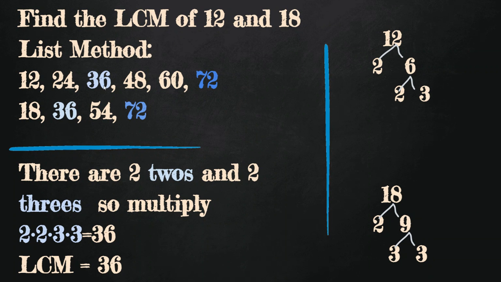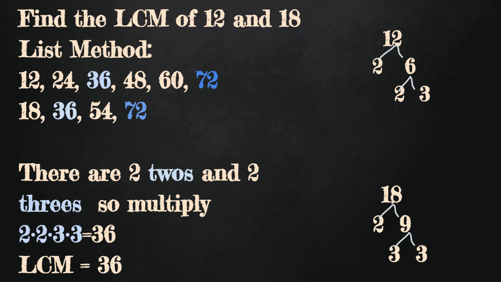Okay? Here is the list method for 12 and 18. You can list all the multiples of 12, all the multiples of 18, until you find the smallest number they both have in common. Okay? Or you can build these factor trees, right? 2 times 2 times 3 is what 12 is built from. 2 times 3 times 3 is what 18 is built from.